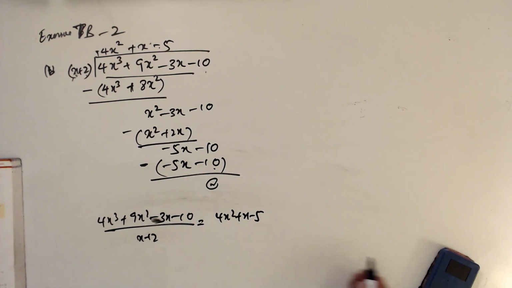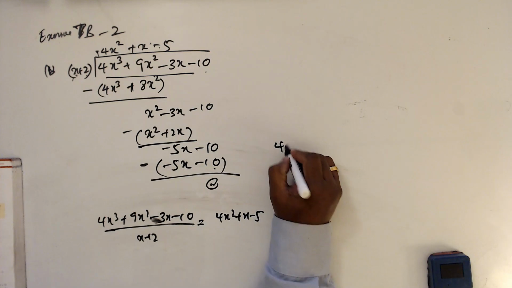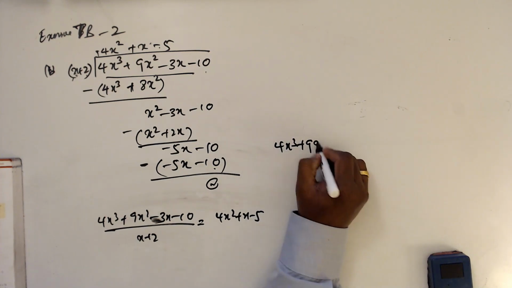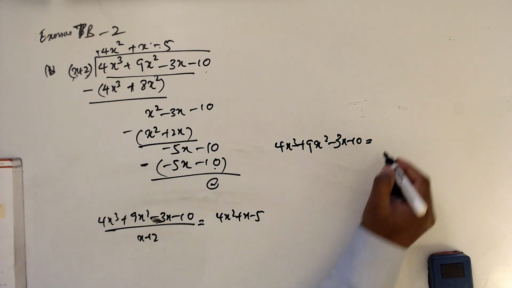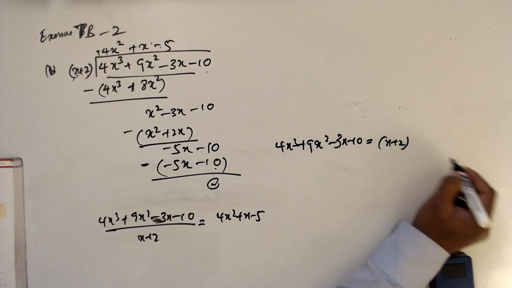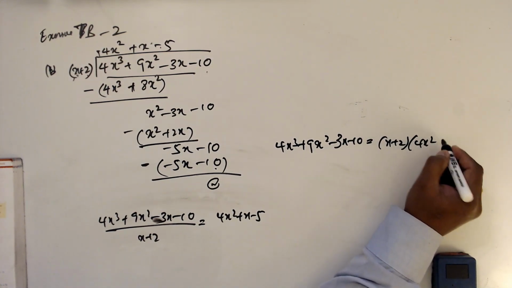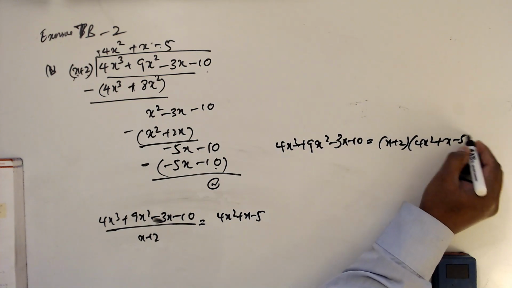Now cross multiply and write the answer they want. 4x cubed, 9x square minus 3x minus 10 equal x plus 2 times 4x square plus x minus 5.